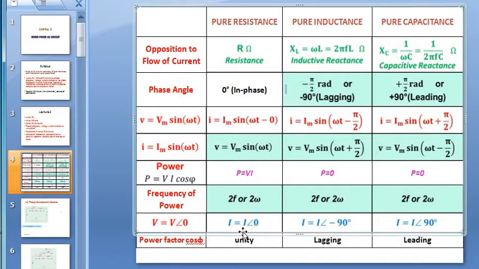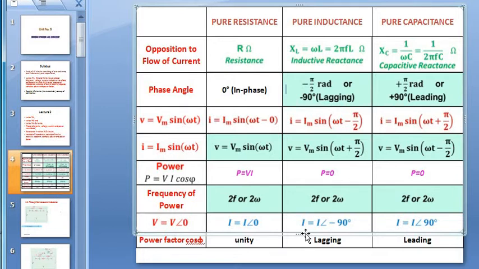Do remember, in some books, this I is considered as maximum current. But do remember, this is the RMS value of current. It is not the maximum value of current. So, I is equal to I RMS at an angle 0.